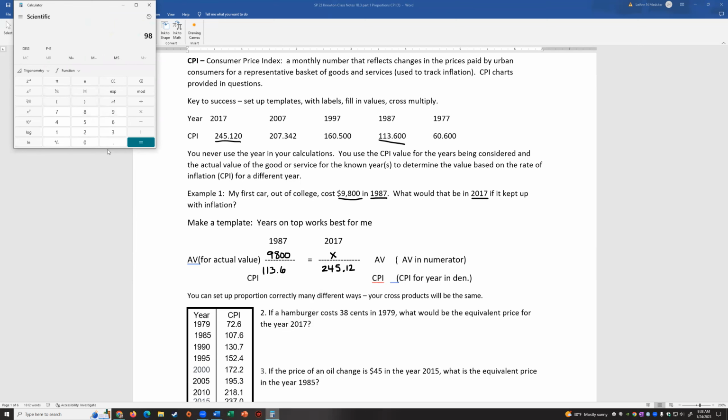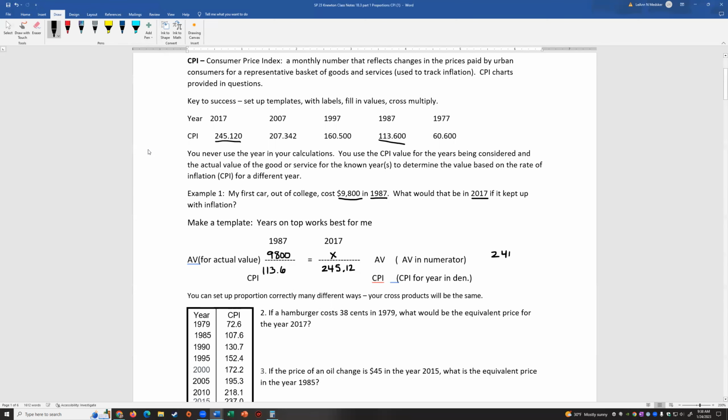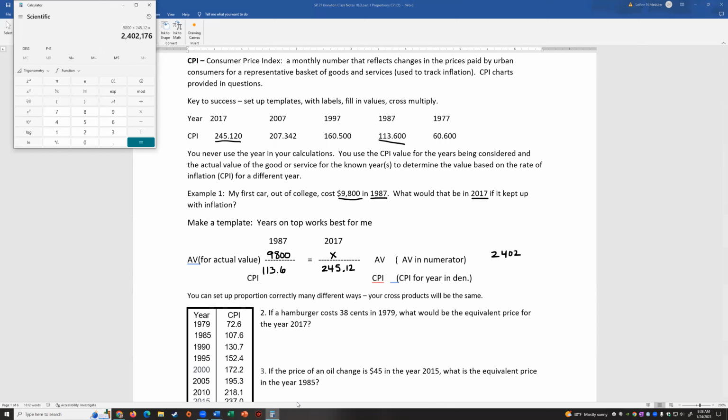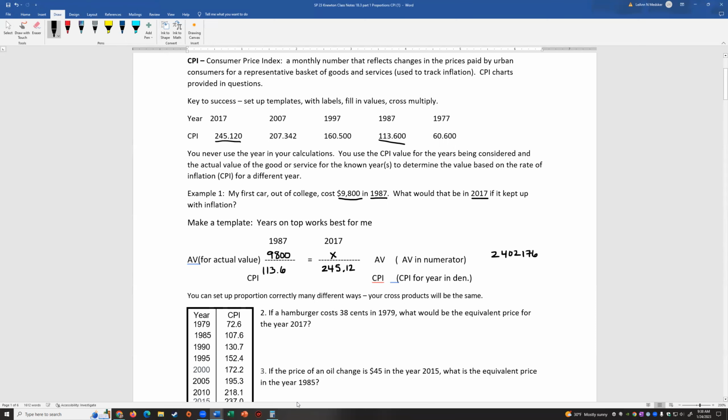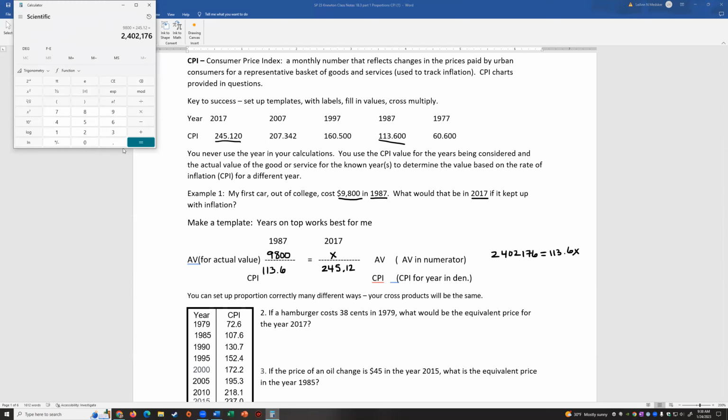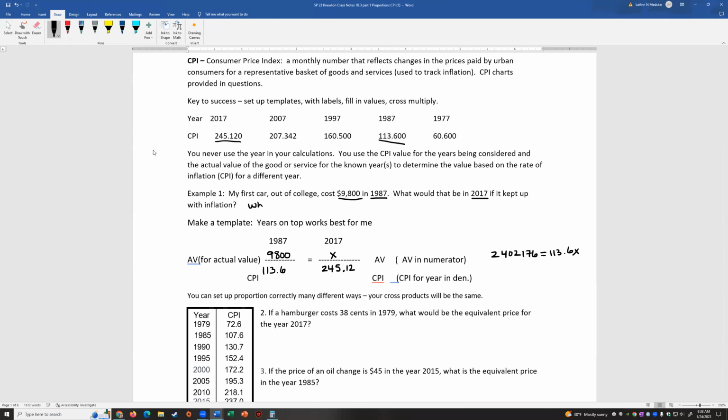So 9,800 times 245.12. That is 2,402,176, equal to, the other multiplication would be 113.6x. Divide that by 113.6. And they didn't give us rounding rules, so I'm going to do a whole number for the round.